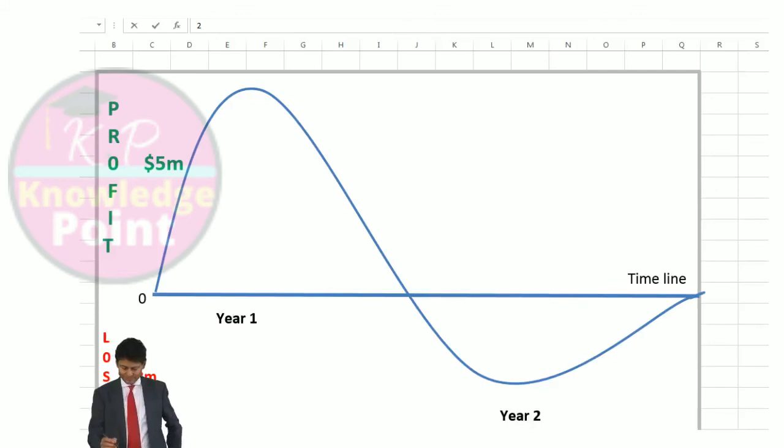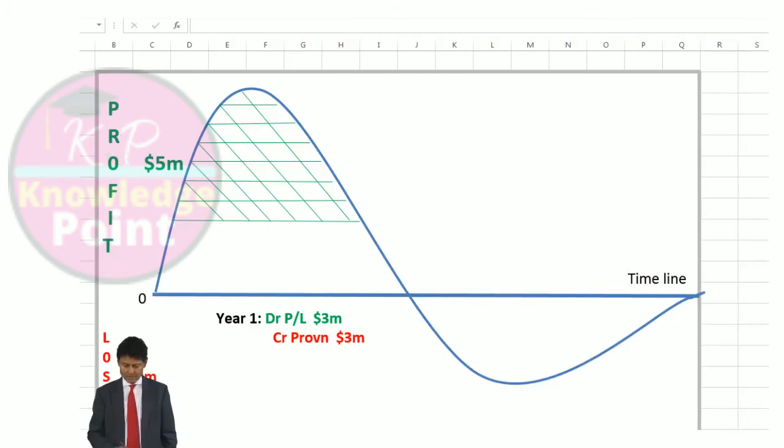Once you're ready, I'm going to then debit my P&L with 3 million and credit the provision with 3 million, and only make a profit of 2 million. But I made a profit of 5 million this year. So what I've done is I've hidden away 3 million, maybe for head office refurbishing. Okay, so jot that down, do a little shaded bit there. So debit your P&L with 3 million and credit your provision with 3 million.